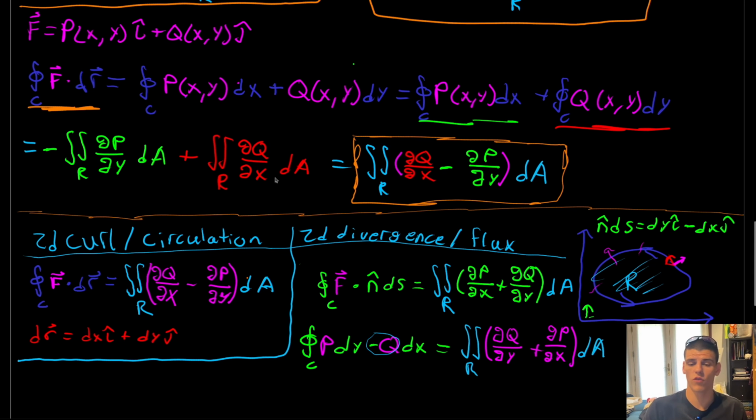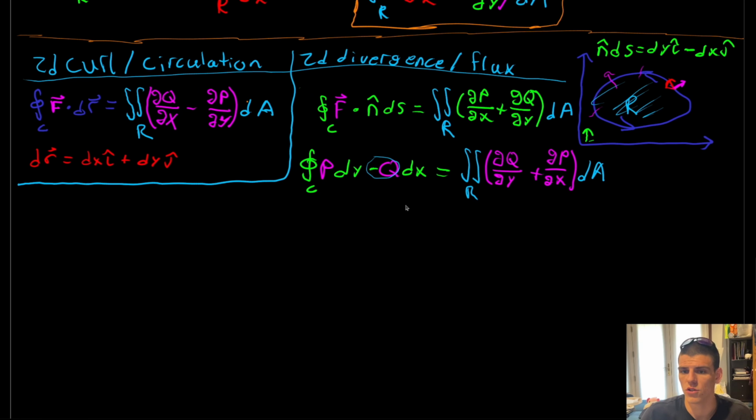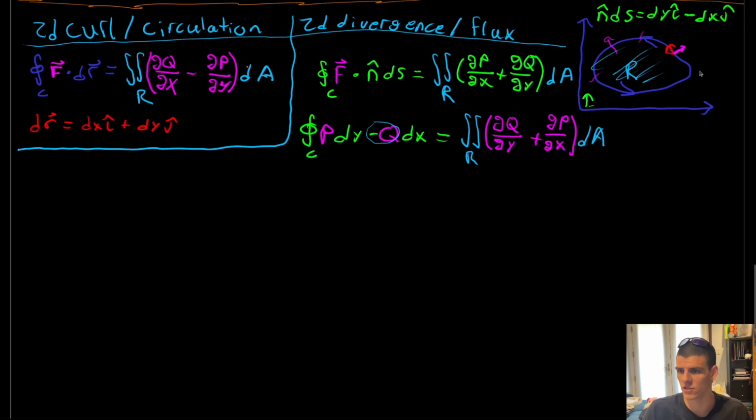So we've just used the formula that we've already proven to find the 2D divergence, or flux, form of Green's theorem. It's saying that the line integral around this curve of these outward pointing normal vectors is the flux going out through the curve of the vector field F, which is equivalent to the 2D divergence at each individual point in R added up. And there you have it.